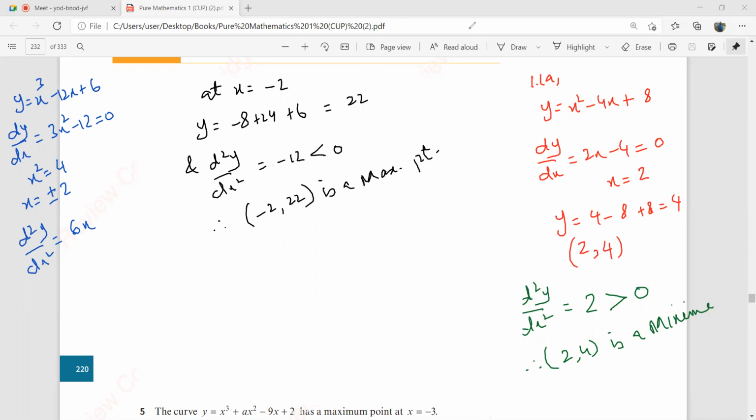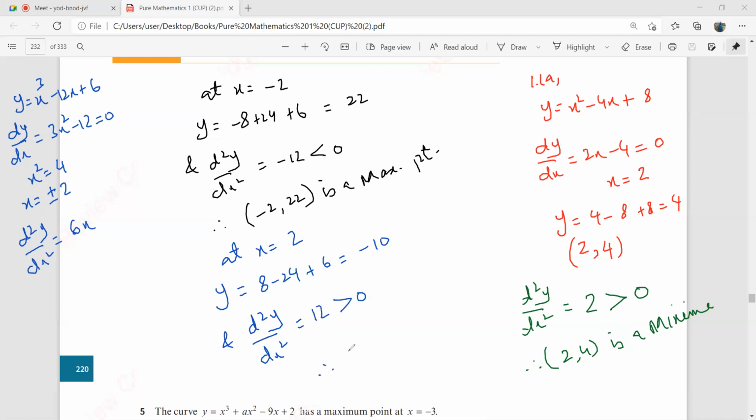Okay, then I would say at x equal to 2, I will first of all find the y coordinate. That is going to be 8 minus 24 plus 6, and that is minus 10. And what is d2y by dx squared? We don't actually need its value. We only need to know if it is positive or negative, okay? So that is going to be 12. So this is positive. Therefore, 2 comma minus 10 is a minimum point or a minima, okay?